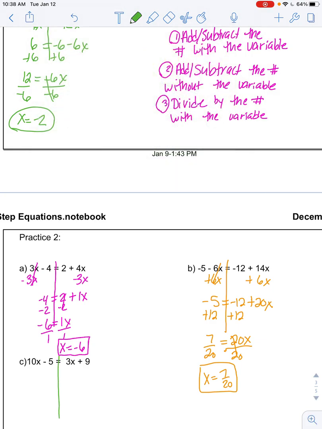And then last but not least, 10x minus 5 equals 3x plus 9. Go ahead, subtract 10x. Left with negative 5 equals 3x minus 10x gives you negative 7x plus 9. Go ahead and subtract 9 from each side. You end up with negative 14 equals negative 7x. Divide by negative 7. You get x equals positive 2. Okay, so again, make sure your work matches what's on the screen. If you made any errors, be sure to rewrite your work on your paper.